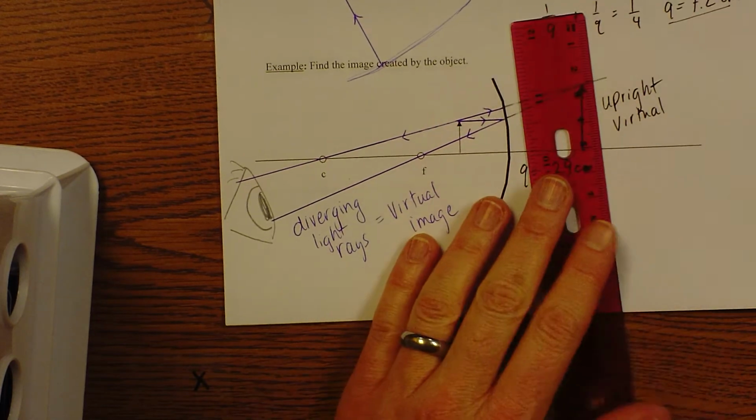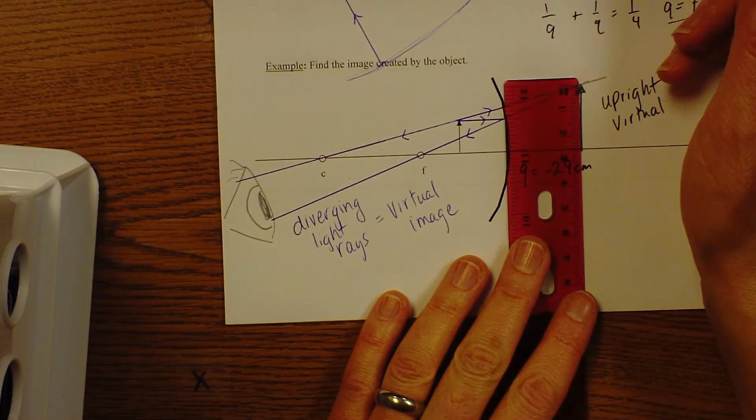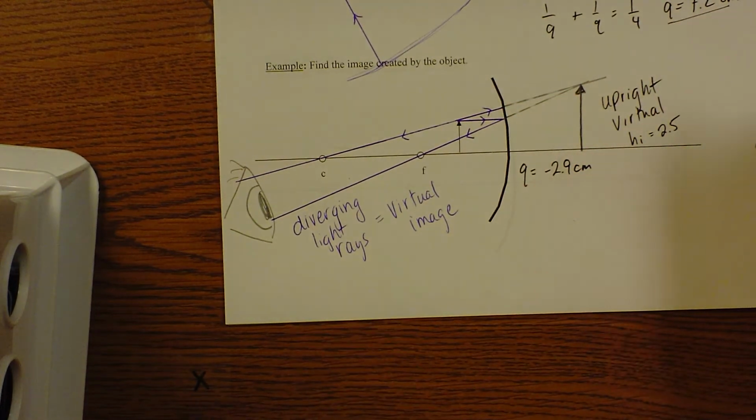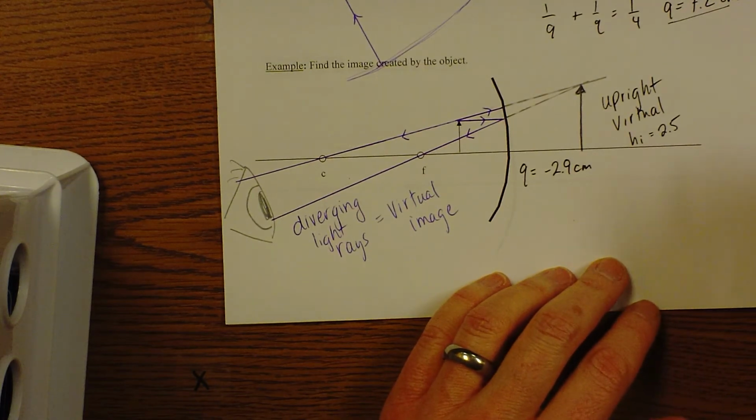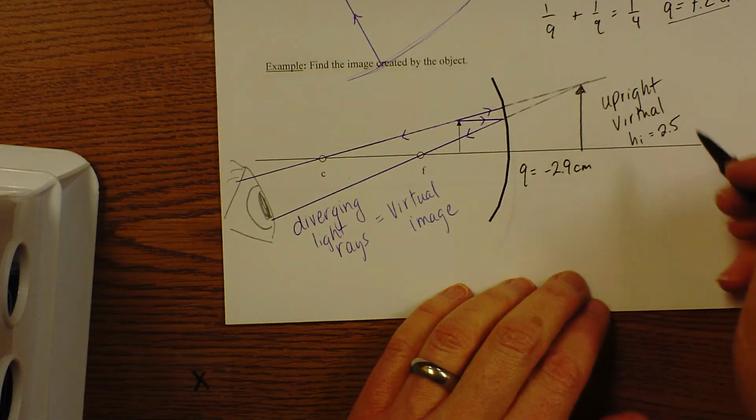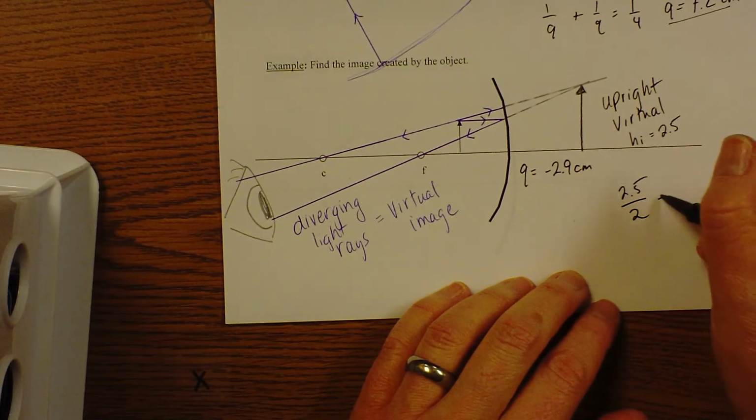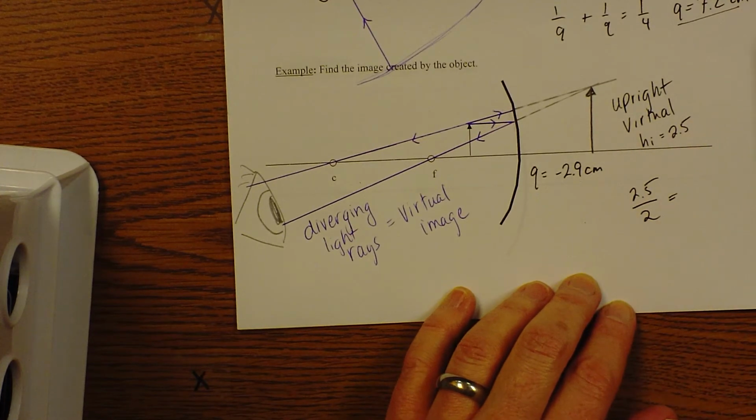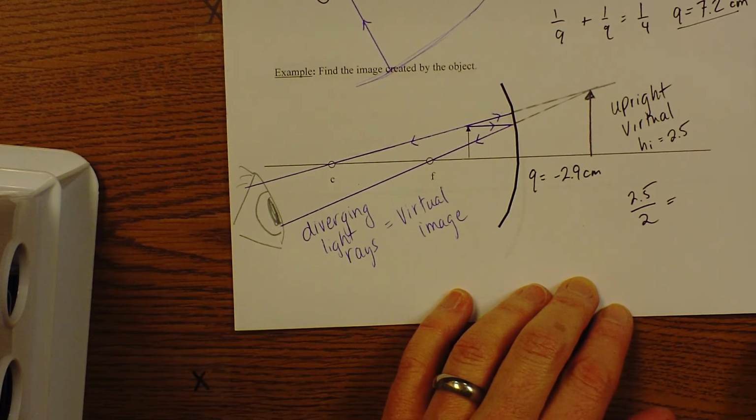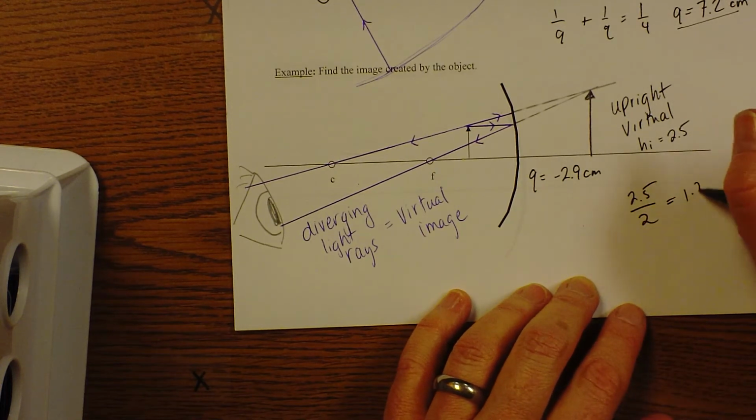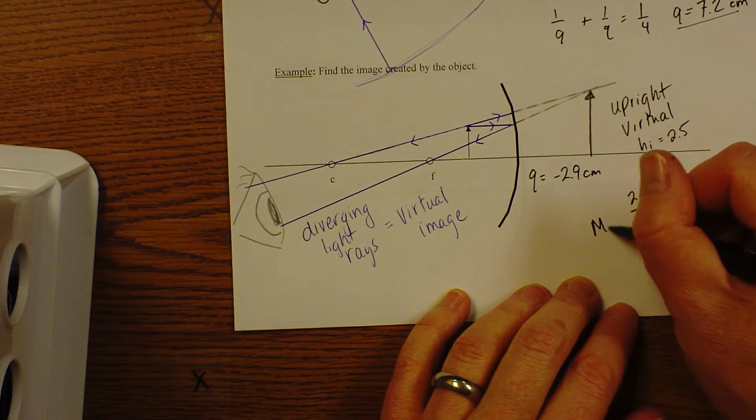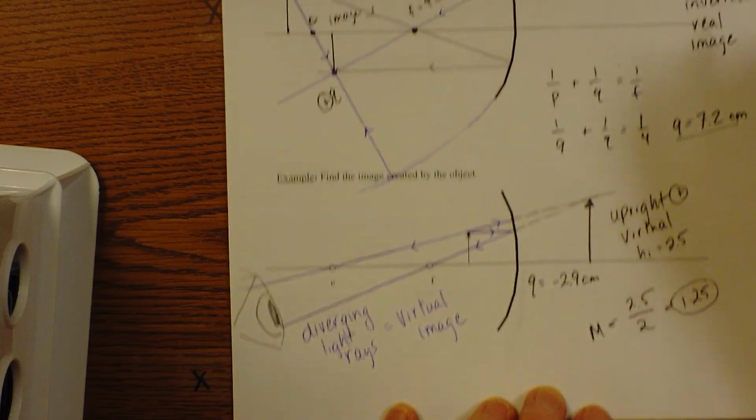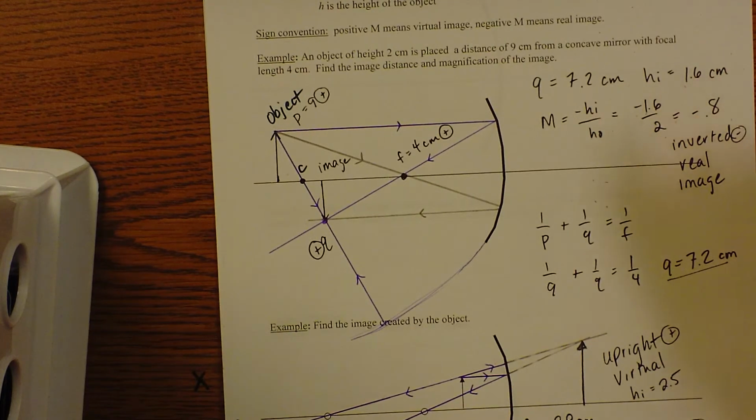The magnification I can compute by looking at the height of the image. So the magnification is going to be 2.5 over 2. 2.5 divided by 2 is a magnification of 1.25, and that's a positive value because it's an upright image. So an upright image is going to have a positive magnification, while an inverted image would have a negative magnification.